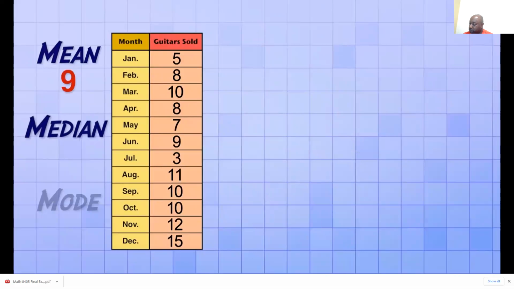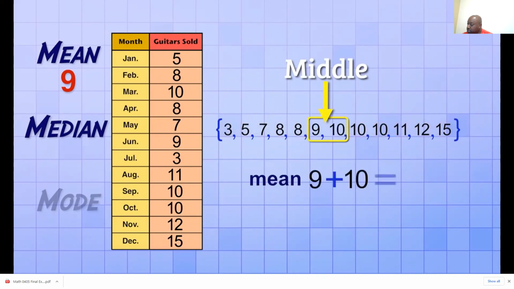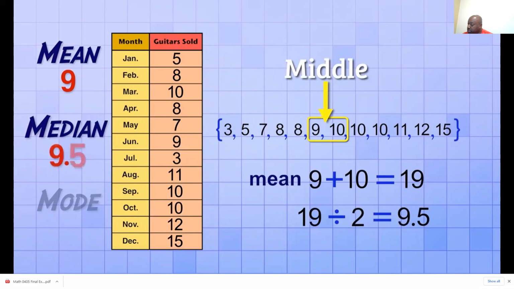Next, to find the median of the data set, we're going to have to rearrange the 12 data points in order from smallest to largest so we can figure out what the middle value is. There, that's better. Since there's an even number of members in this set, we can't just choose the middle number. So we're going to have to pick the middle 2 numbers and then find the mean of them. 9 and 10 are in the middle, since there's an equal number of data values on either side of them. So we need to take the mean of 9 and 10. That's easy. 9 plus 10 equals 19, and then 19 divided by 2 is 9.5. So the median number of guitars sold is 9.5.